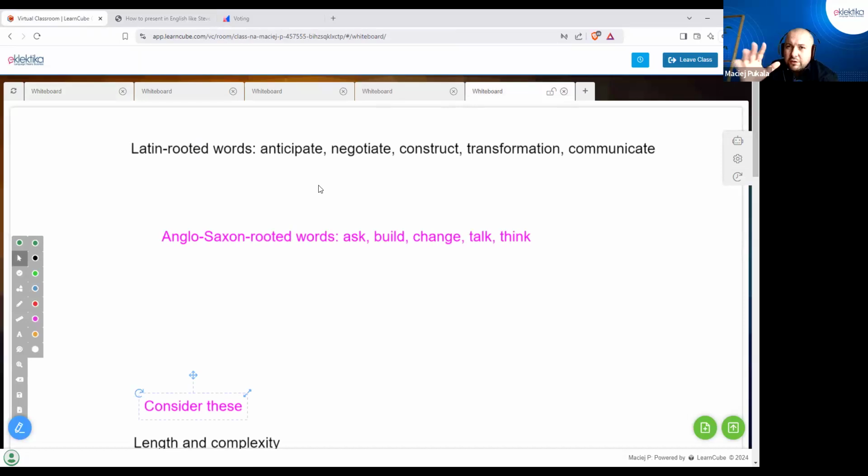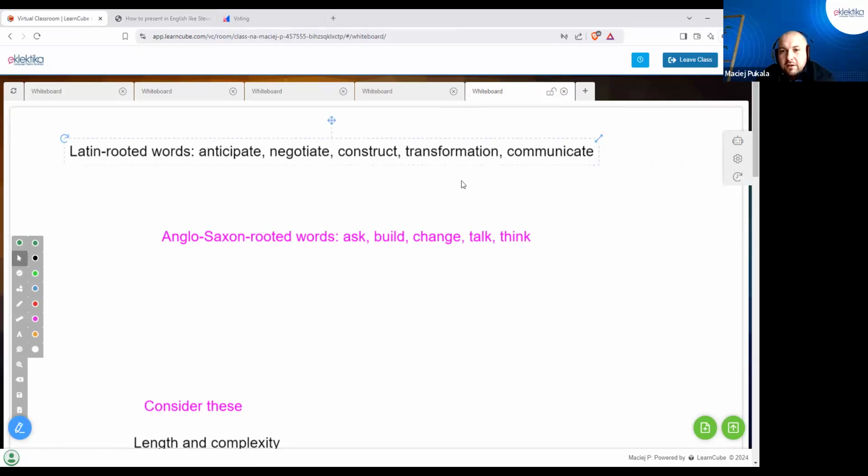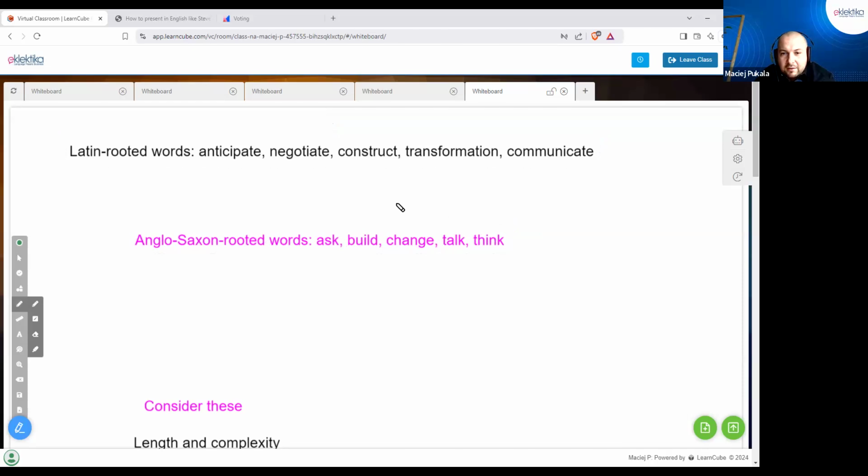People ask, I say, use easy words. Right? And then the person is like, okay, my student be like, all right, but what's an easy word? How do I know? Well, there is actually an explanation. Usually the Latin rooted words like anticipate, negotiate, construct, transformation, communicate, these are words that are more complex than the Anglo-Saxon ones. Ask, build, change, talk, think.